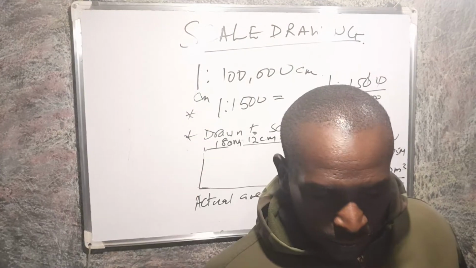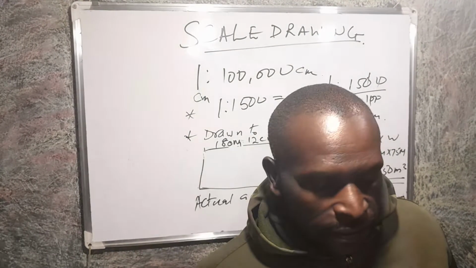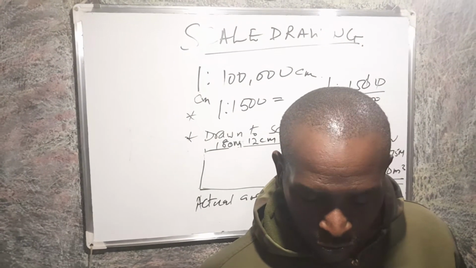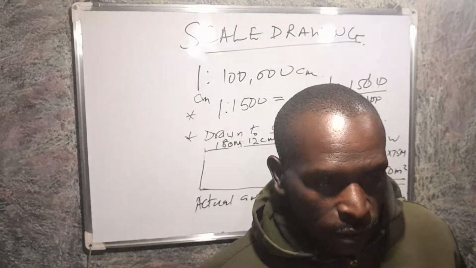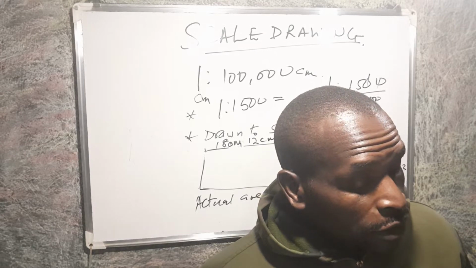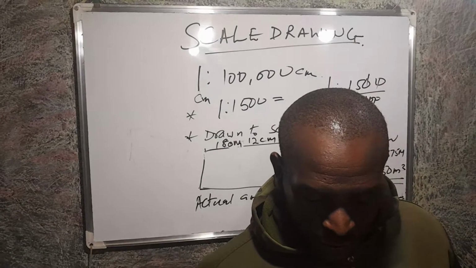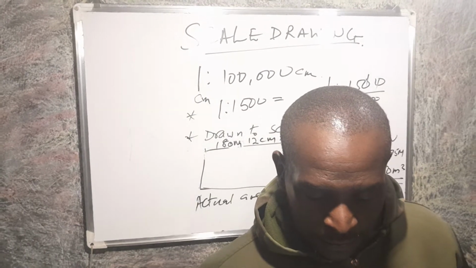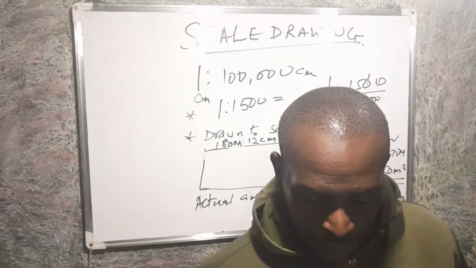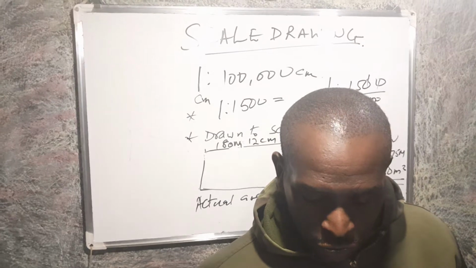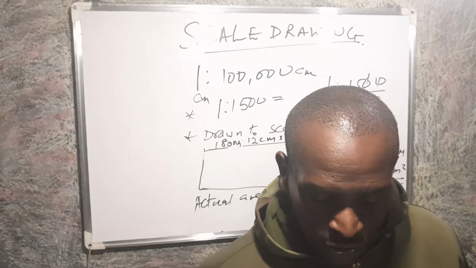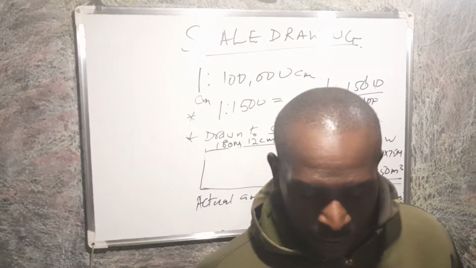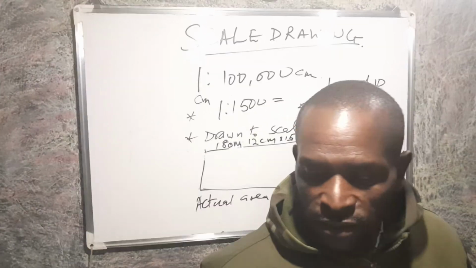Suppose you are given a question like this. Don't write down, just listen to the question and work it out. A length of 4.6 centimeters on a scale drawing represents an actual length of 9,200 meters. What is the scale used?